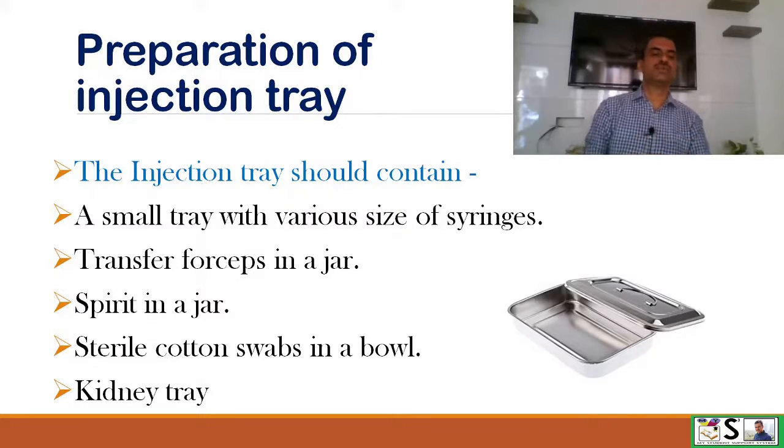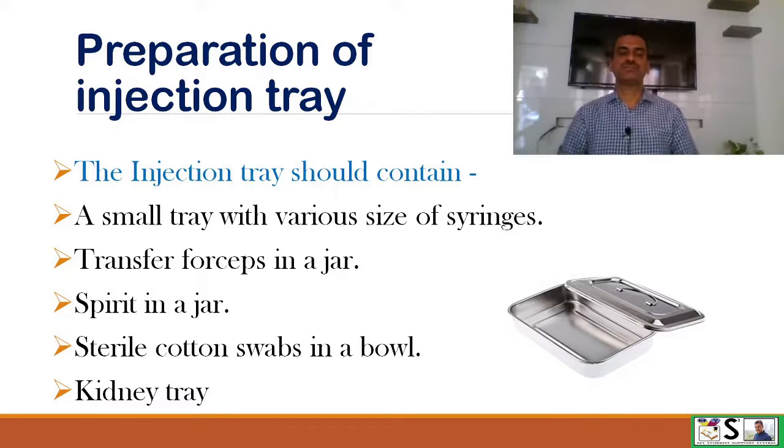So the injection tray should contain a small tray which has the various sizes of syringes. That includes 0.1 ml syringe, 0.5 ml syringe, 2 ml syringe, 5 ml syringe, 10 ml syringe, 20 ml syringe as per need of the patient. A small tray with various sizes of syringes, and then transfer forceps in the jar.